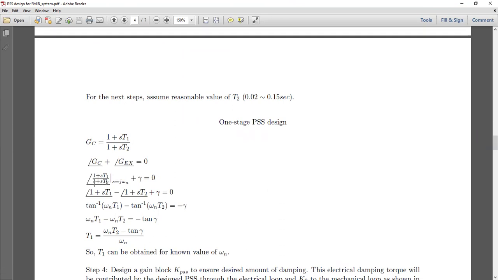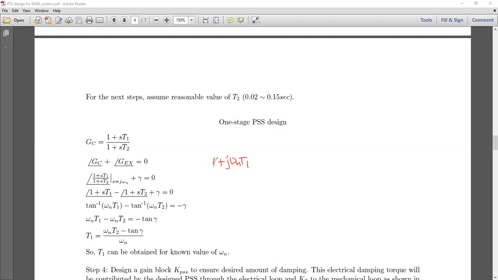Then we have simply split the expression. It is 1 plus ST1, and the angle appearing in the denominator comes up with a minus sign. So the angle of 1 plus ST1 minus the angle of 1 plus ST2, both of which have to be evaluated at S equals j omega n, remember, plus gamma equals 0. Now, if you have a complex expression like 1 plus j omega n T1, this 1 plus ST1 is nothing but 1 plus j omega n into T1.